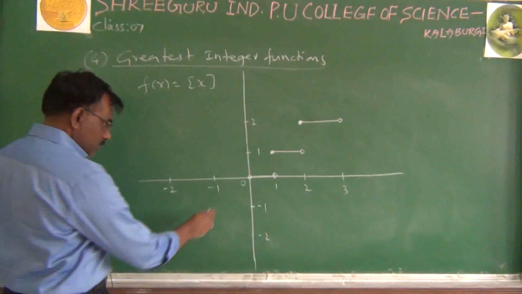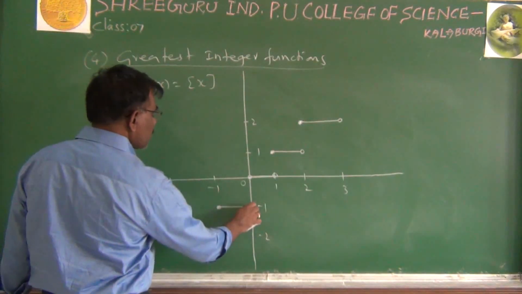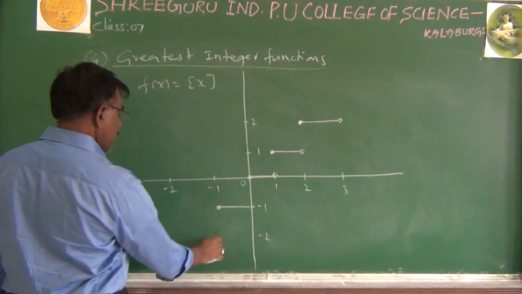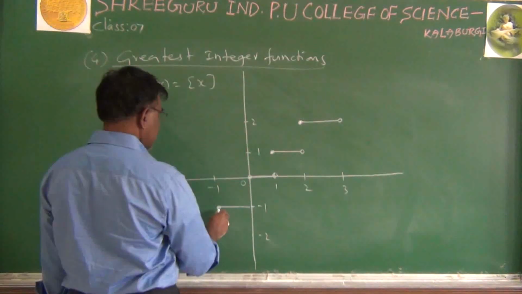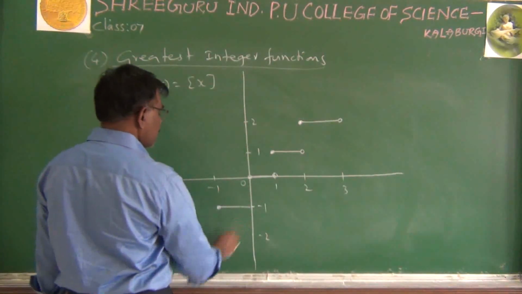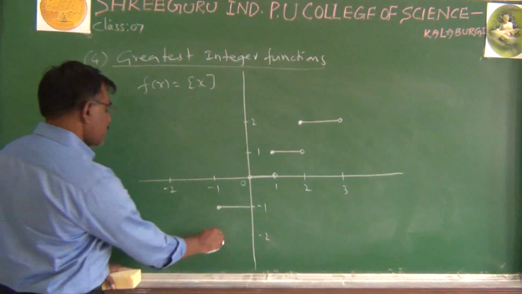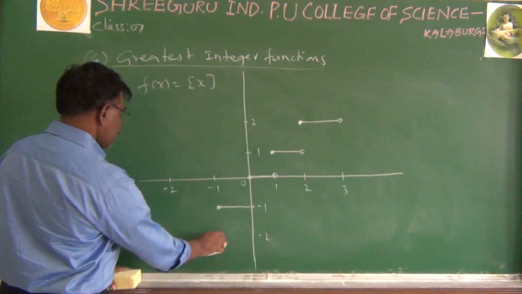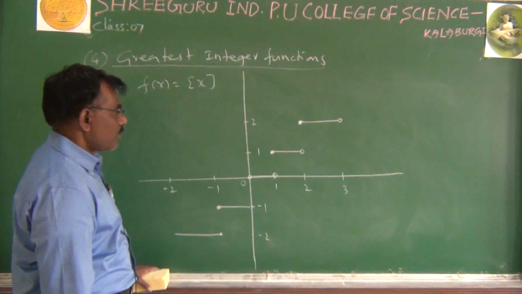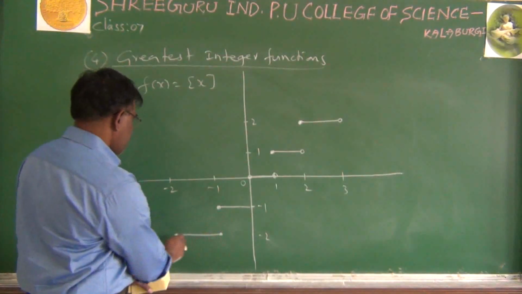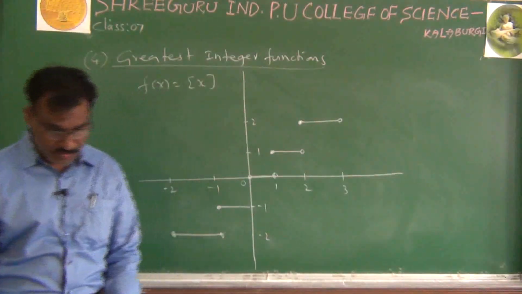And what is next here? And next, this opposite. This is here 0. And what is next here? Minus 2. So this is called step function.